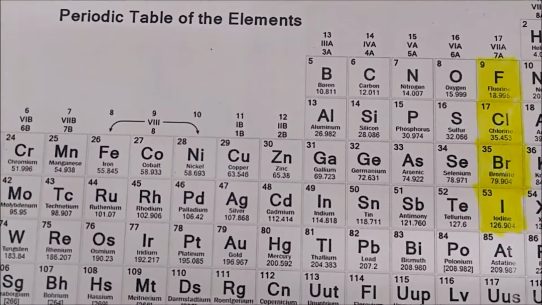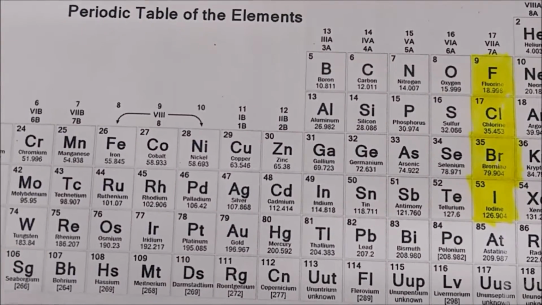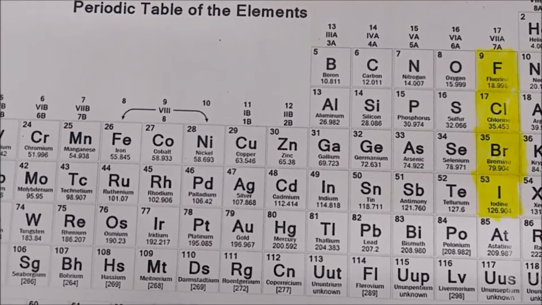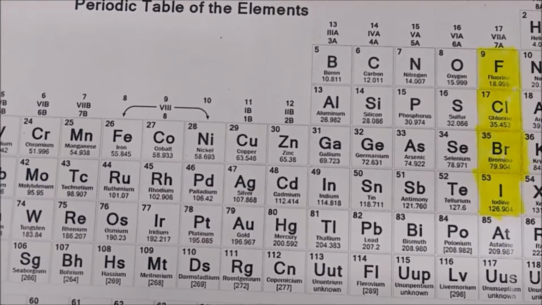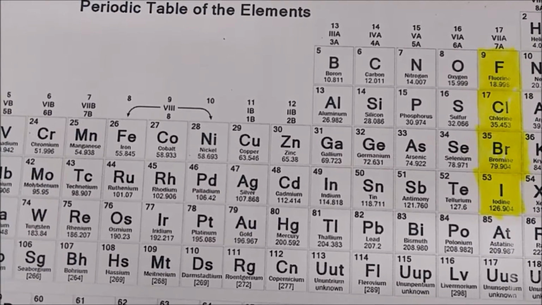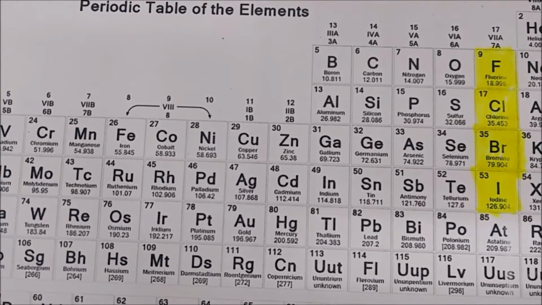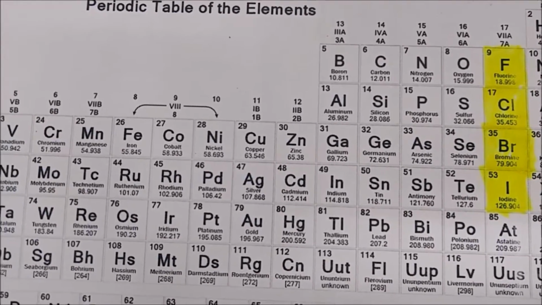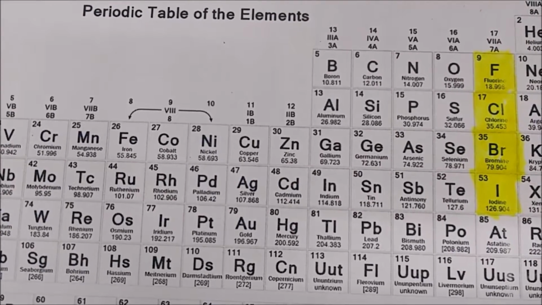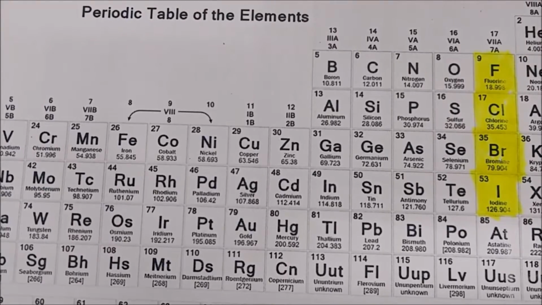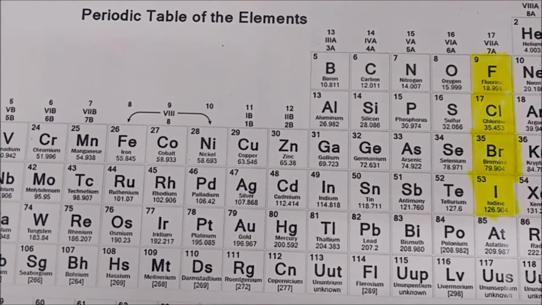All of the halogens except for astatine are obtained by the oxidation of halide ions. Oxidation means the loss of electrons. Astatine does not easily lose electrons because it is a highly radioactive element and it is artificially made. And the ease of oxidation for halogens increases down the group.